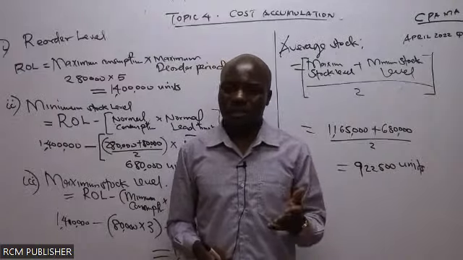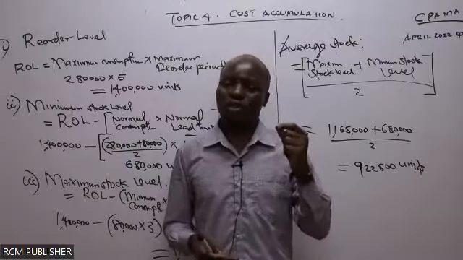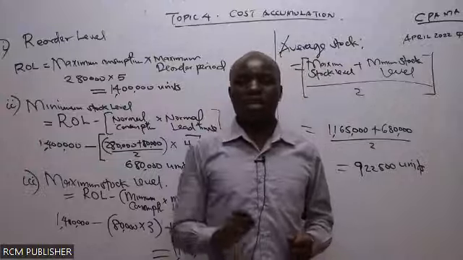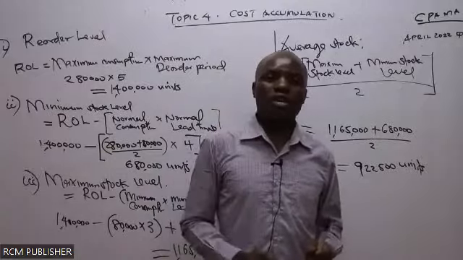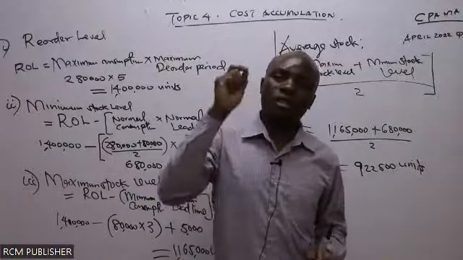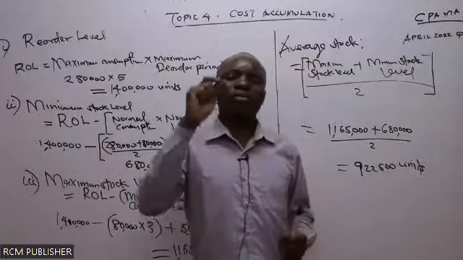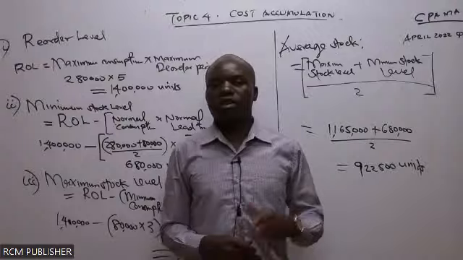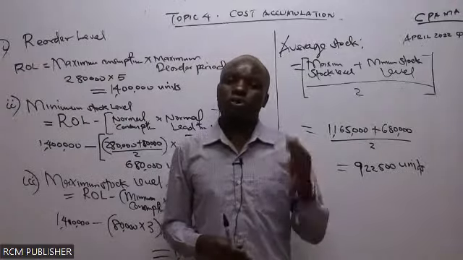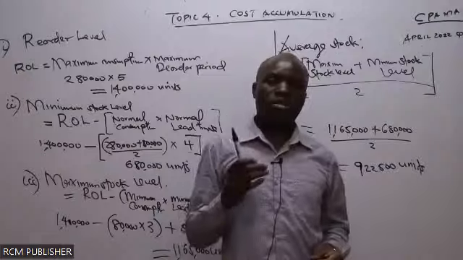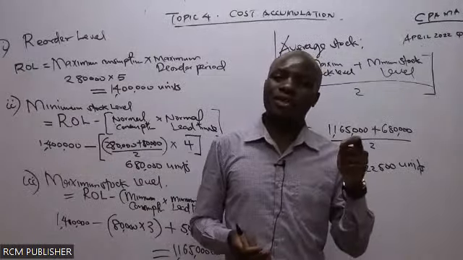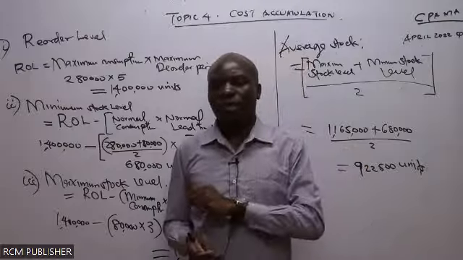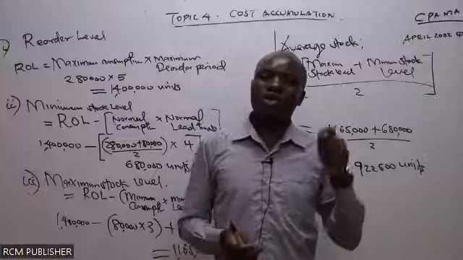So one of the assumptions of economic order quantity is that demand is constant throughout the year. If it is 50,000 units, it remains 50,000 units throughout the year. It will not change within that specific period. If you look at it very well, you'll also be able to see that the carrying cost is constant. It does not change. The carrying cost is constant throughout the year.